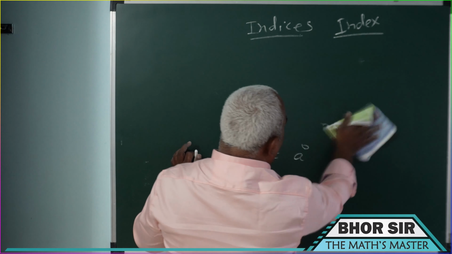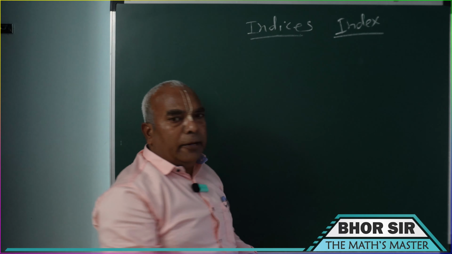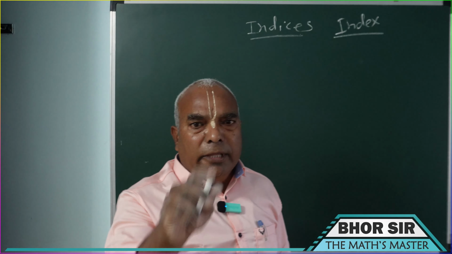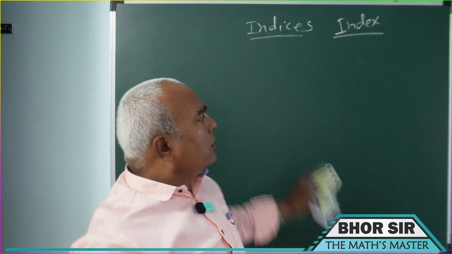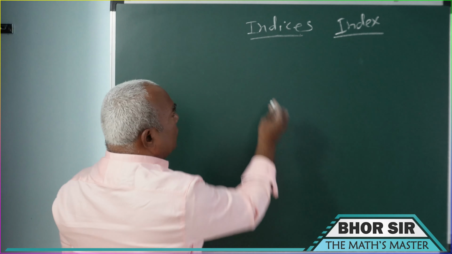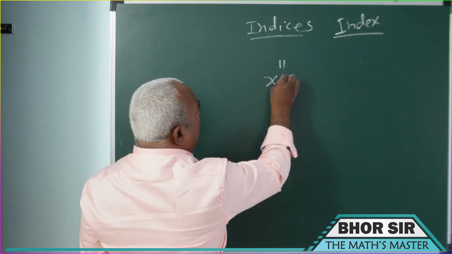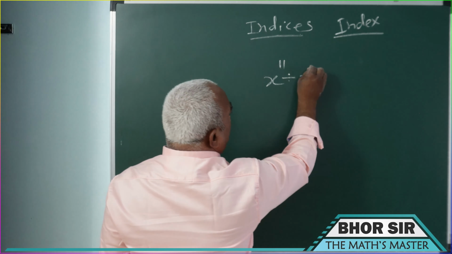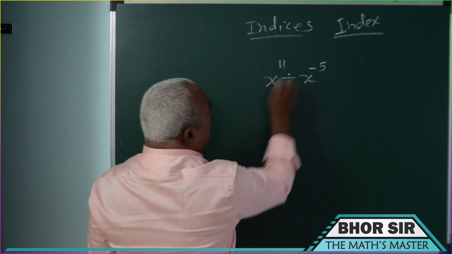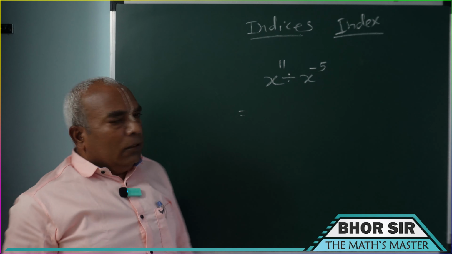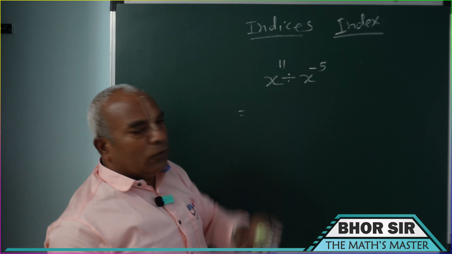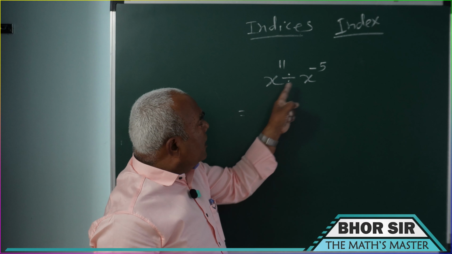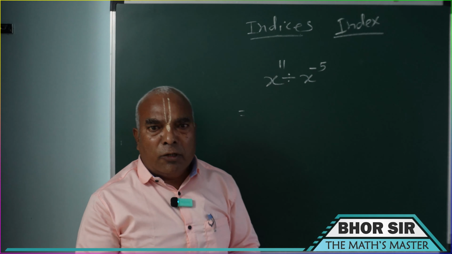Now both rules: if the base is the same and there is multiplication, you should do addition of the indices. If division, you should do subtraction of indices. But suppose the example goes this way: x raised to 11 divided by x raised to minus 5. What is the rule? If there is division, we should do subtraction of the indices.